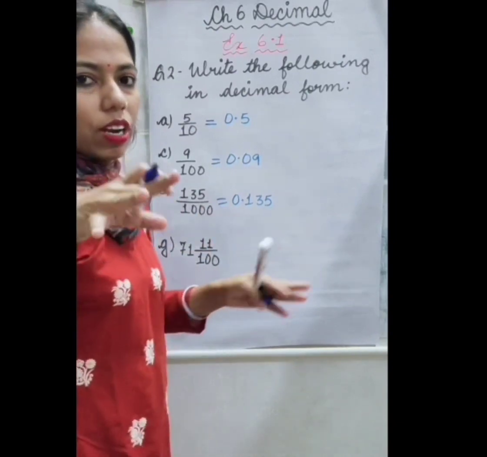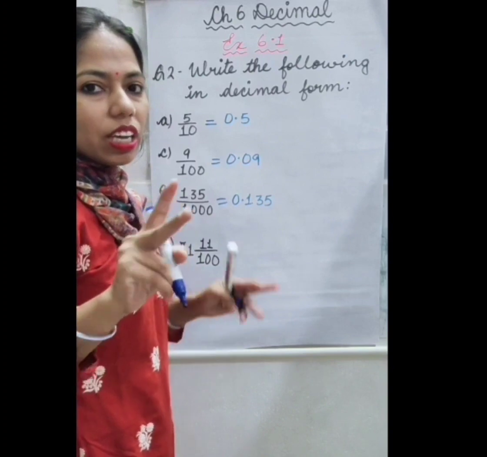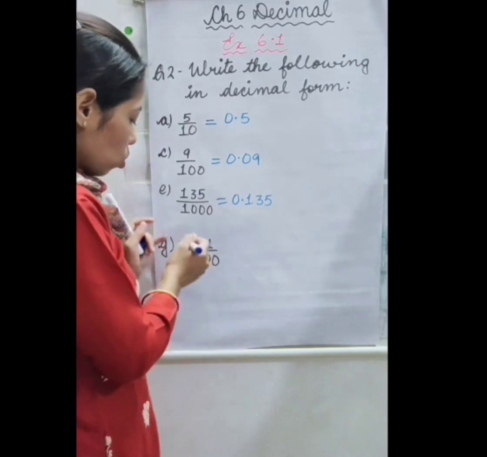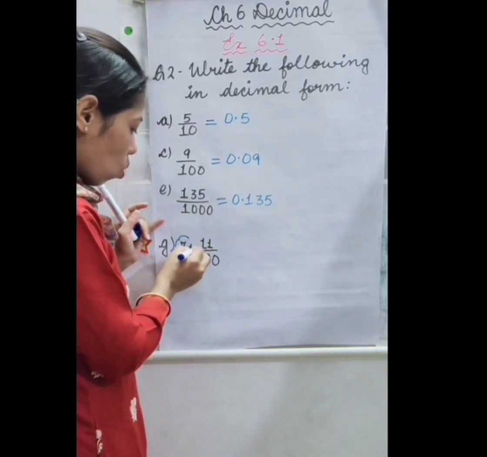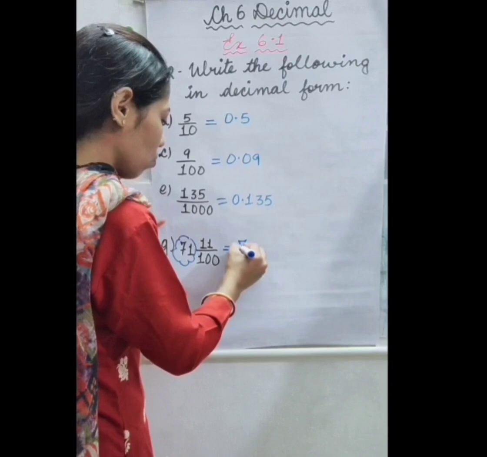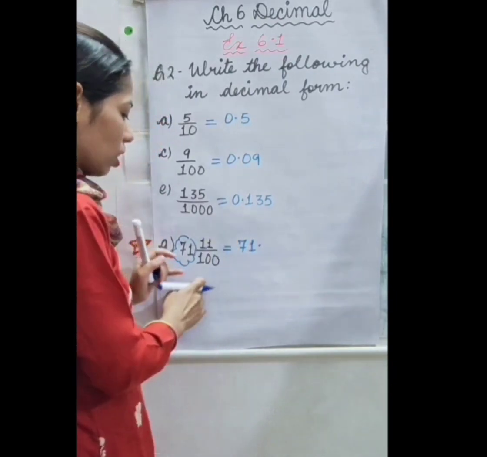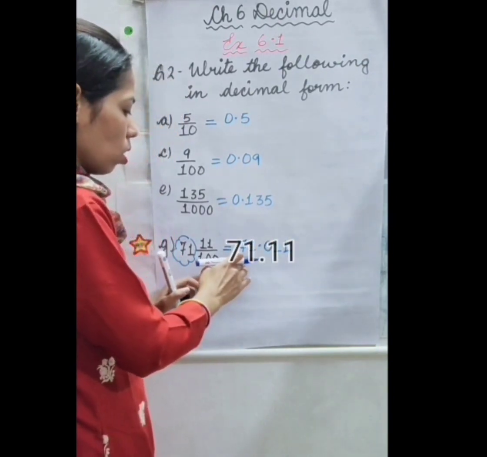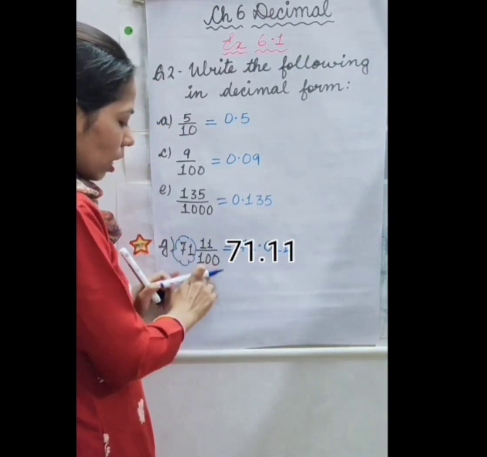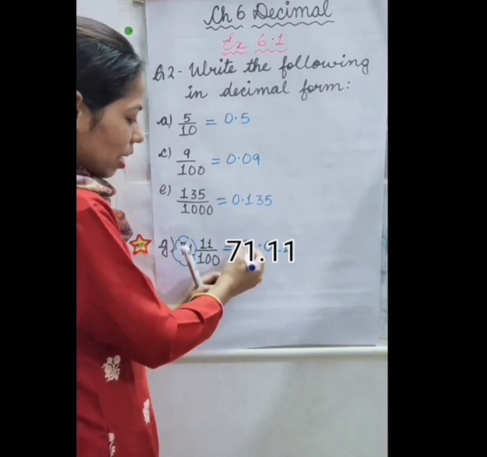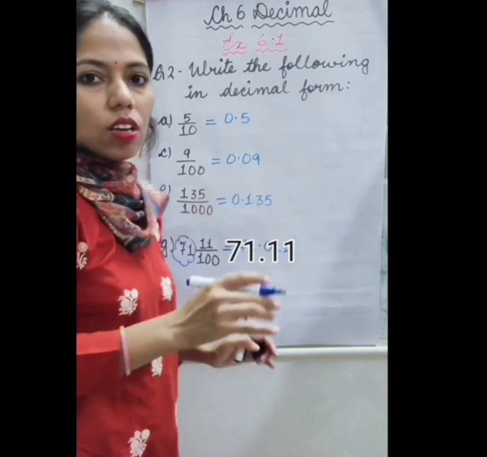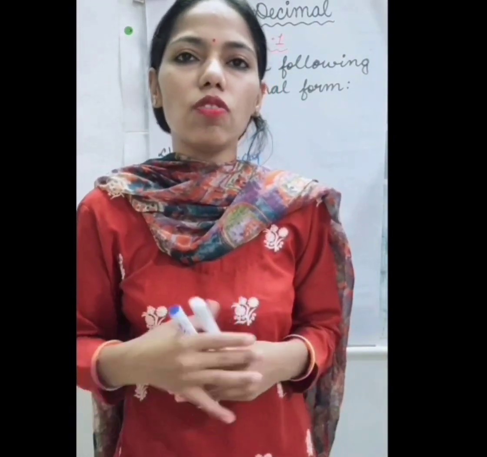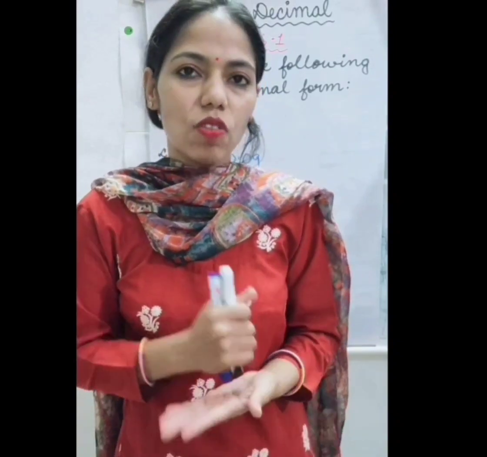And it is 71 whole 11 by 100. When I was explaining, I told you in decimal there are two parts, one whole part and decimal part. Here 71 is the whole part, so we write 71 point, and 11 by 100 can be written as .11. So 71 whole 11 by 100 can be written as 71.11. I hope this is clear to you. The rest of this question you have to do as revision work.